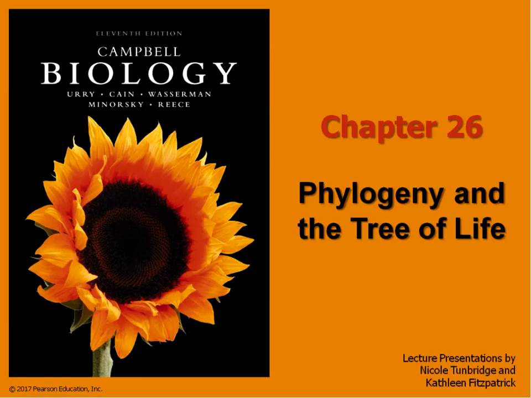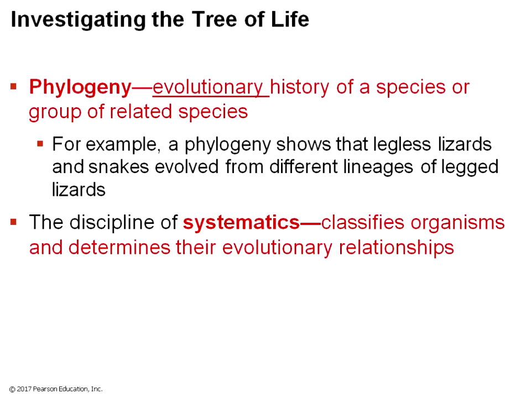Chapter 26 is looking at phylogeny and the tree of life. The definition of phylogeny is the evolutionary history of a species or group of related species. The example they talk about here is that a phylogeny shows that legless lizards and snakes evolved from different lineages of legged lizards.